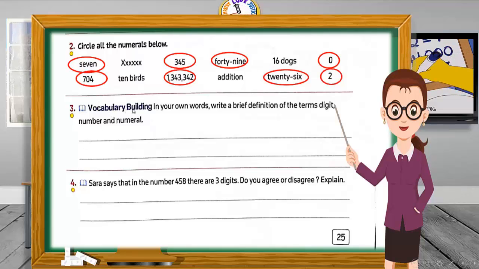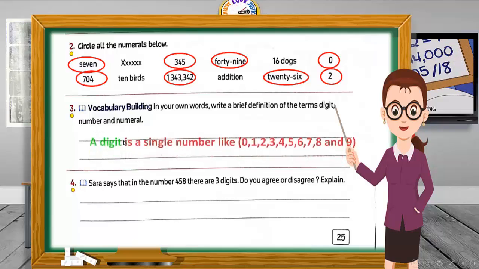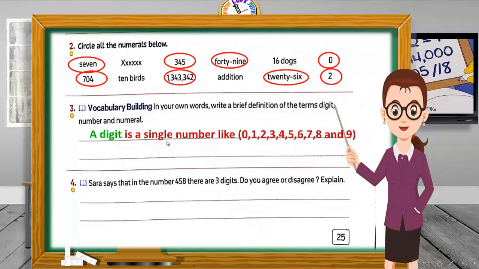Here, number 3, vocabulary building. In your own words, use your words as you like. Think, and if you understand well the meaning of digit, number, and numeral, you can write any definition. Okay? What is a digit? What is a number? What is a numeral? I write this for you. A digit is a single number like 0, 1, 2, 3, and so on to reach 9. This is a digit. We can say single symbol.